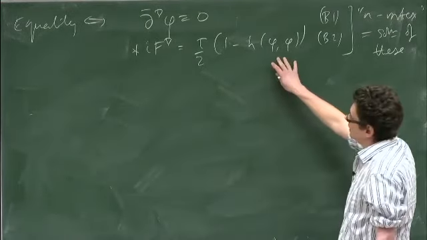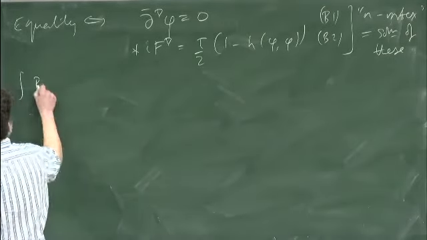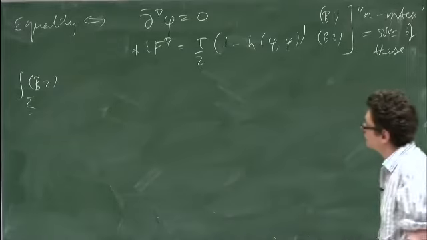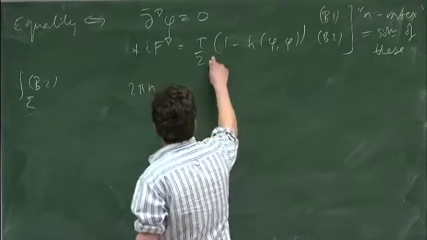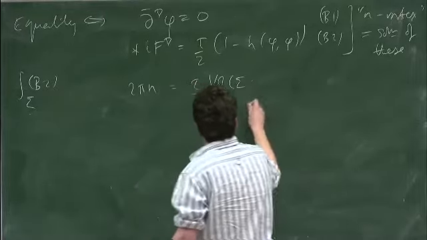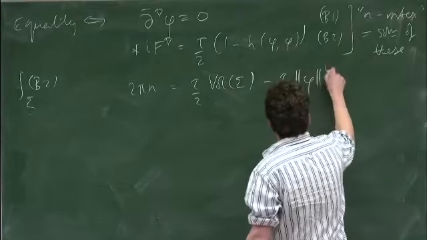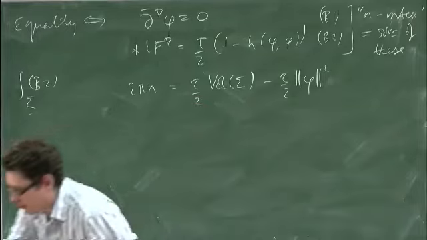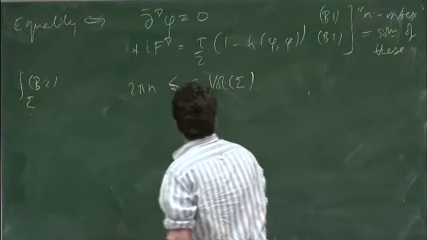Well, there's an immediate obstruction to solving these equations that you can find by integrating the second one over sigma. So if we integrate Bogomolny 2 over sigma, what do we get? On the left-hand side, we just get 2 pi times the degree of the line bundle, and on the right-hand side, we get tau over 2 times the volume of my surface minus tau over 2 times the L2 norm squared of the section phi. So this is obviously non-negative, so this is less than or equal to this.